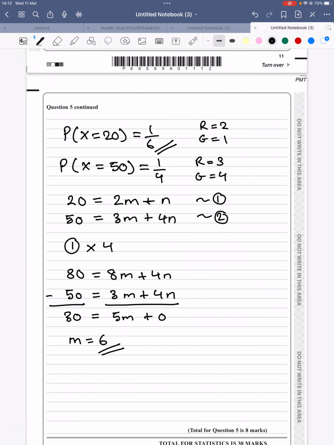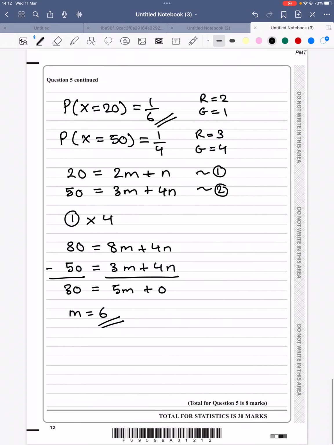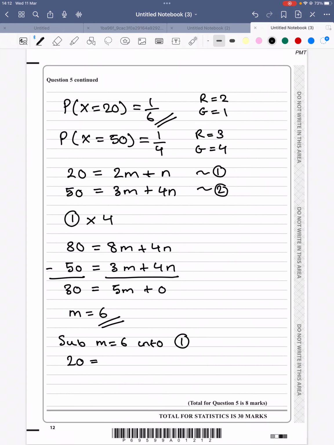Now that I have m as 6, I'm going to sub it back in and solve for n, so I'm going to sub that back into equation 1. So sub m equals 6 into equation 1. What do I have now? I have 20 equals 2m plus n, then I get 20 equals 2 multiplied by 6 plus n. Now it's clear to see that n equals 8. So I have n equals 8.